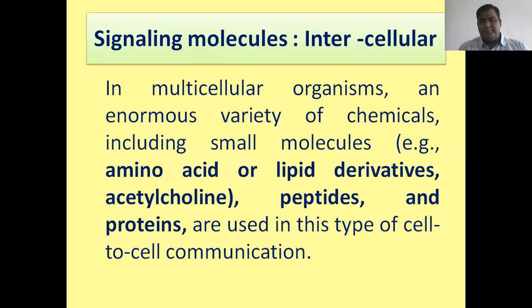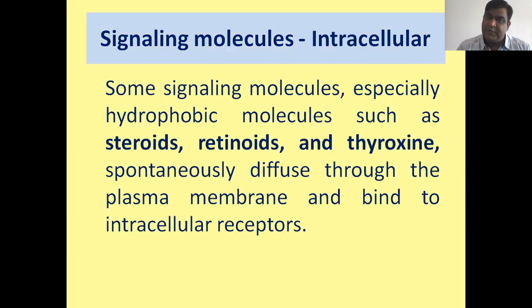So far we have discussed that a cell that needs to give a message to another cell will produce a signaling molecule. Now, these signaling molecules can be intercellular or intracellular. In multicellular organisms, a variety of signaling molecules are there in terms of chemical nature. They can be amino acids, lipid derivatives, peptides or proteins. All such molecules are used in cell signaling pathways by our body.